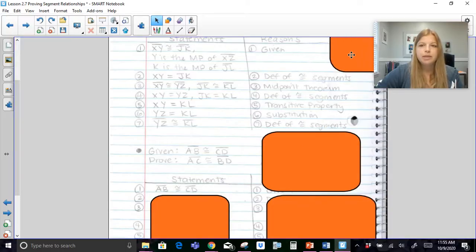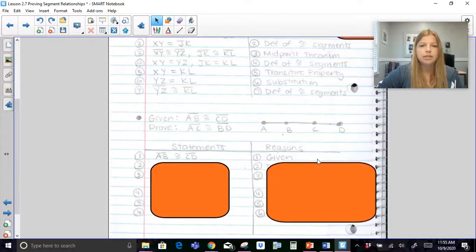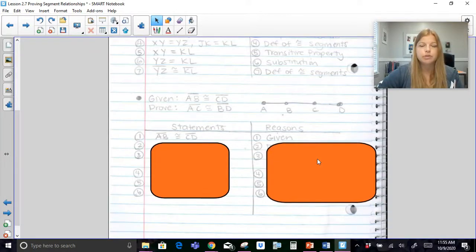Last proof in this lesson. So again, I'm going to encourage you to jot this down and then see if you could do the proof and then press play. Okay, so we are given that segment AB is congruent to segment CD. Your job is to prove that segment AC is congruent to segment BD.